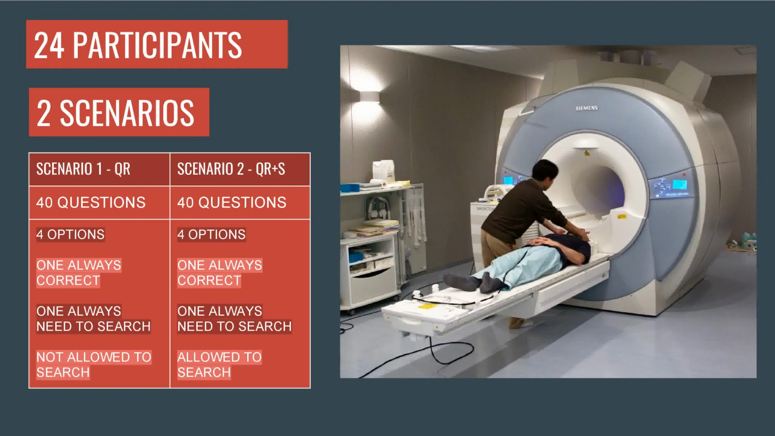The study placed 24 participants within an fMRI scanner. They were put through two scenarios. First was question response and the second was question response search. When participants see a question that they don't know the answer to, they can choose the option need to search, and that's when the scans of their brains are expected to show the hints of information need.